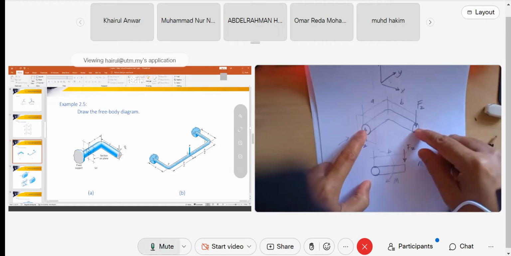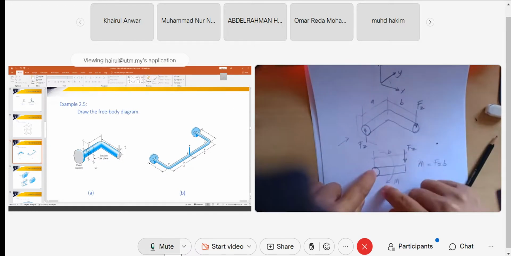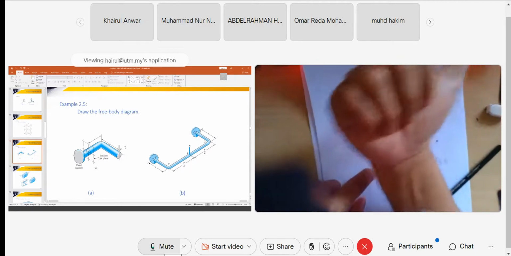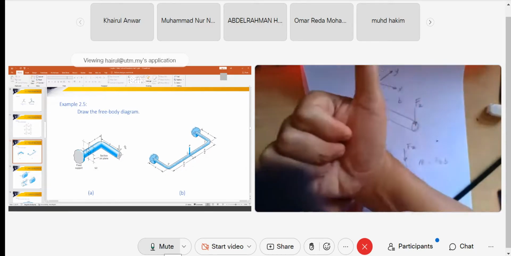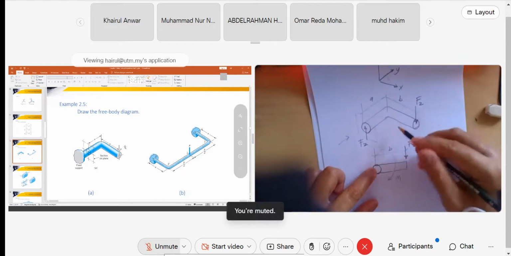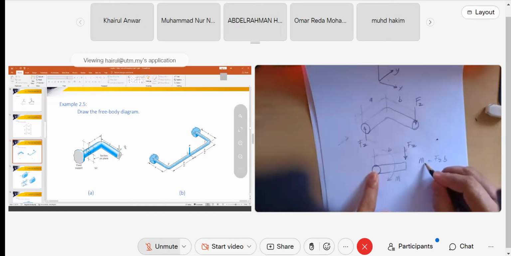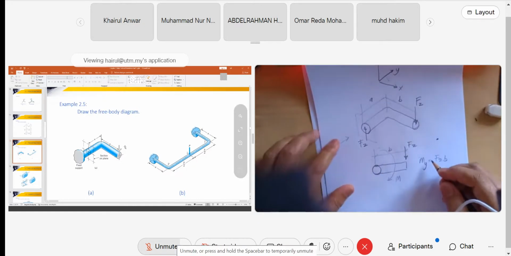Now, if you look from here, it is clockwise, right? I'm talking about isometric clockwise. So it goes to positive Y, right? So it produces clockwise. I'm talking about this side view, and that is MY. You are right, MY.